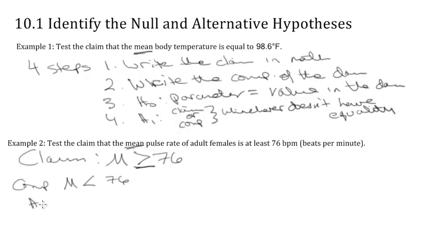The null, easiest part once you get the hang of it, the null will always be equality. And the alternative, it's either the claim or the complement, whichever one does not contain equality. So in this case, it's mu less than 76, which is quite different from the claim. So sometimes the alternative is not the claim. In fact, sometimes it's 100% not the claim. Okay, let's try my third example.